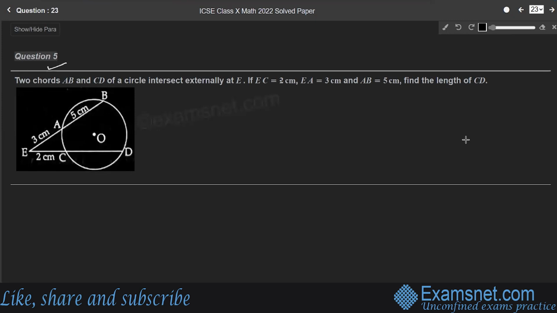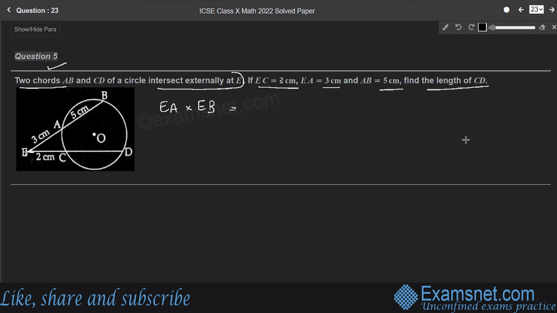Question 23. This question is question number 5 in section B. Two chords AB and CD of a circle intersect externally at E. If EC is 2 cm, EA is 3 cm, EB is 5 cm, find the length of CD. In the given figure, two chords AB and CD are intersecting externally at E, right? So if two chords intersect externally or internally, then the products of the lengths of their segments are equal. So in this particular case, EA into EB, right?